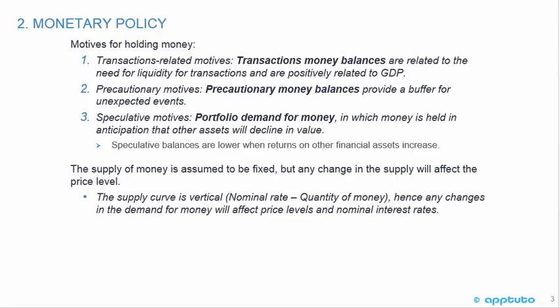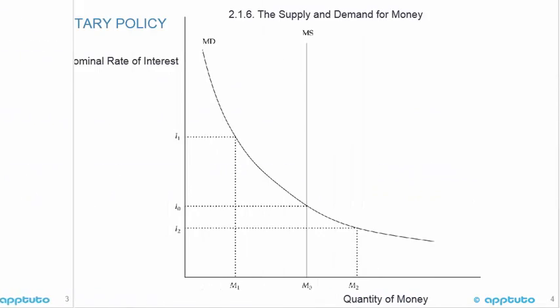The supply of money is assumed to be fixed, but any change in the supply will affect the price level. The supply curve is vertical. The nominal rate is the quantity of money. Hence, any changes in demand for money will affect price levels and nominal interest rates. We'll just take a minute to look at this graph, which is in the text, showing the supply and demand for money.